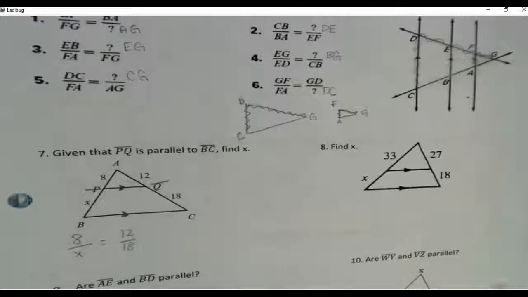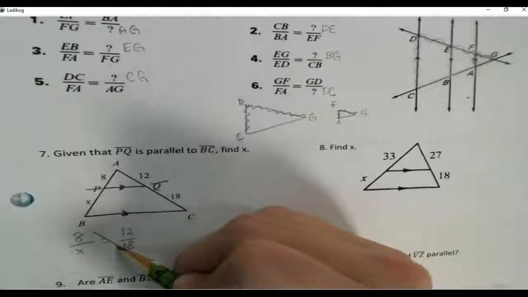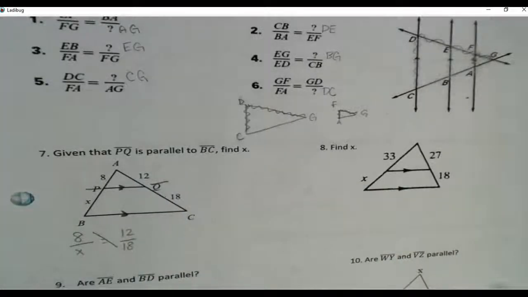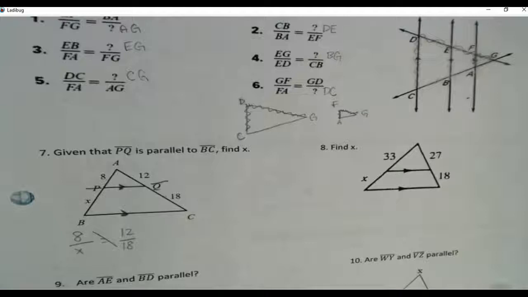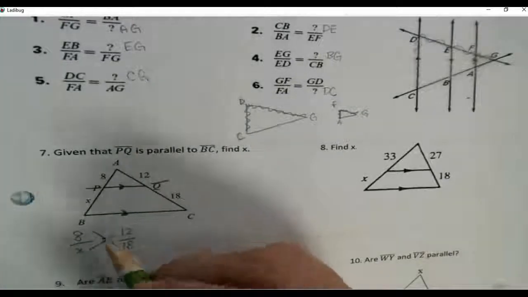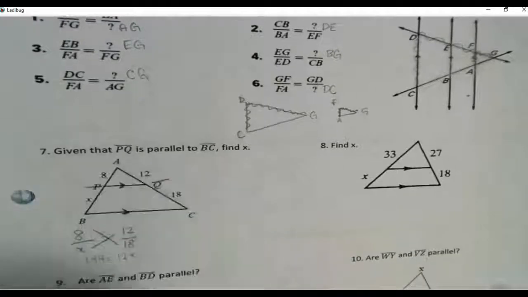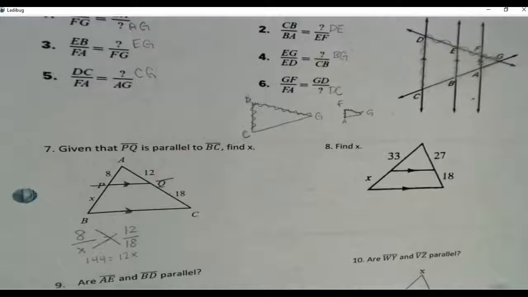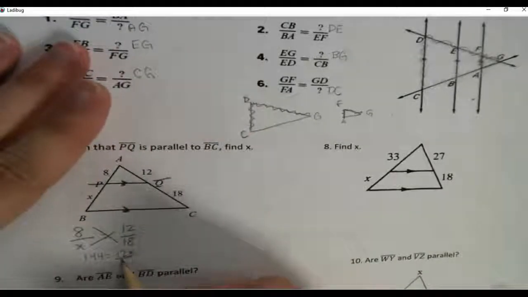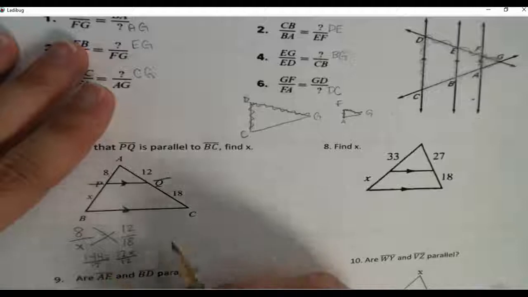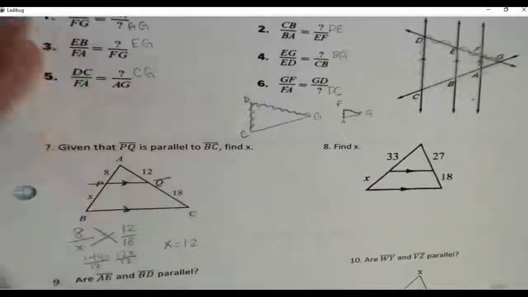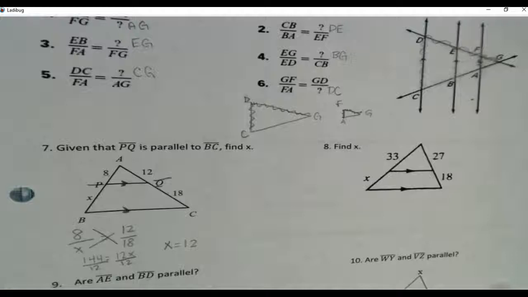And now it's just a proportion like what we did yesterday, so we just cross multiply. 8 times 18 and 12 times X. So we get 144 equals 12X. Good, and then we just divide. So X equals 12. Yay. Questions?